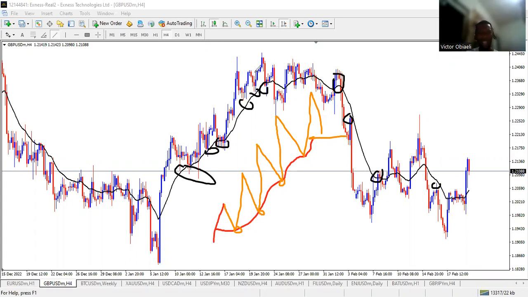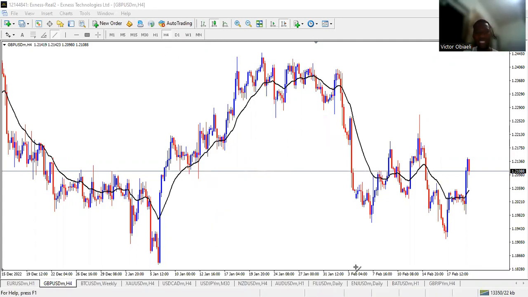Now, the last one I want us to talk about is the time frame analysis. We all know what top-down analysis is all about. That means starting from the top to the lowest time frame to be able to predict the direction of the market, to be able to analyze where the market is going. And that is where your multiple time frame analysis comes into play.